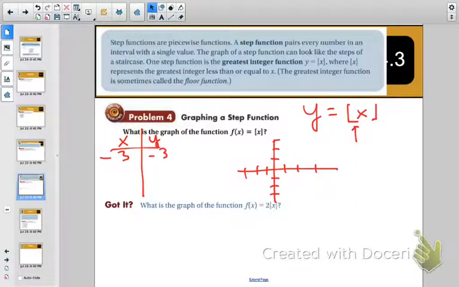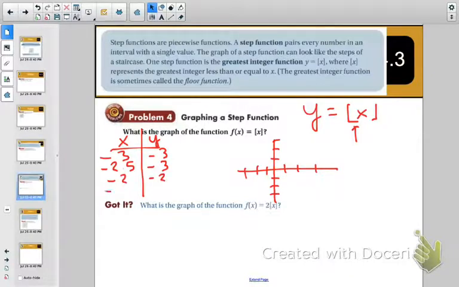If you just plug in whole numbers, it's actually pretty simple, but when you plug in decimals, that's when you actually see what the function looks like. So if we plug in negative 2.5, the greatest integer less than or equal to negative 2.5, that's going to be negative 3. So you can see that everything between negative 2 and negative 3 is going to go down to negative 3 until you get to negative 2. Then it becomes negative 2.